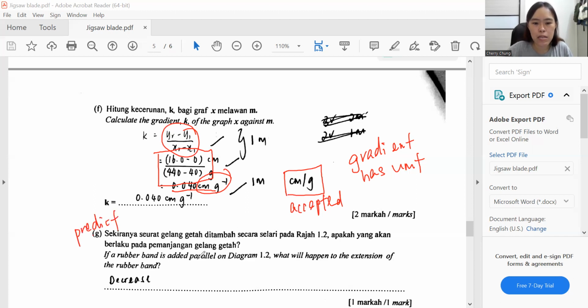Okay, so lastly, as I said, in the last question, sometimes they will ask you to predict. If the rubber band is added in parallel, what will happen to the extension? It will decrease. Because if you're adding in parallel, the spring system will have a higher spring constant. So it will be stiffer, so it will be harder to extend. That's why the extension will decrease. Okay, so this is how you tackle the marks.